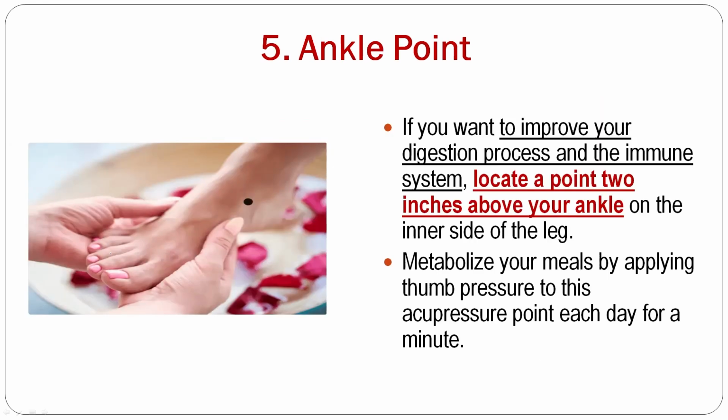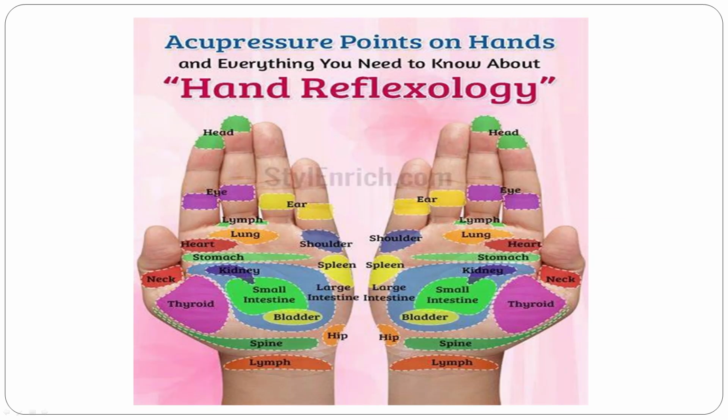Ankle point. If you want to improve your digestion process and the immune system, locate a point 2 inches above your ankle. This is the ankle, 2 inches above, on the inner side of the leg. Metabolize your meals by applying thumb pressure to this acupressure point each day for a minute.